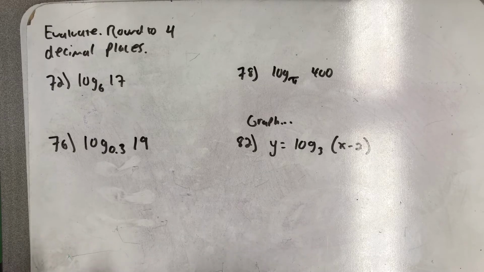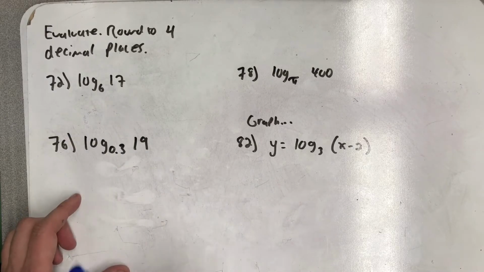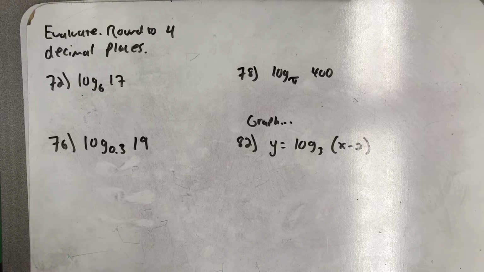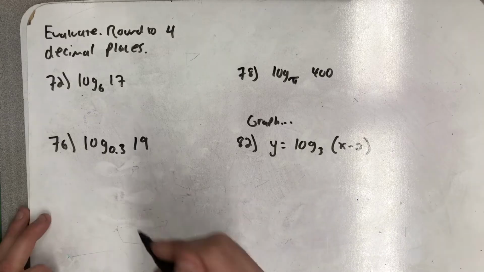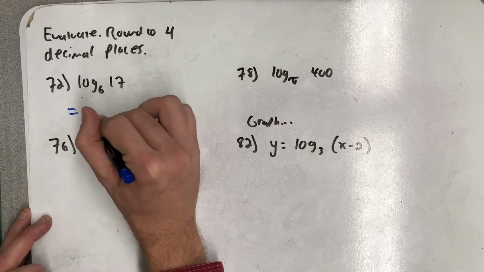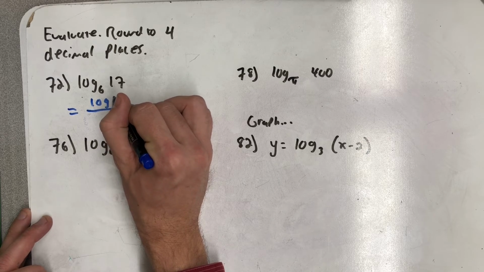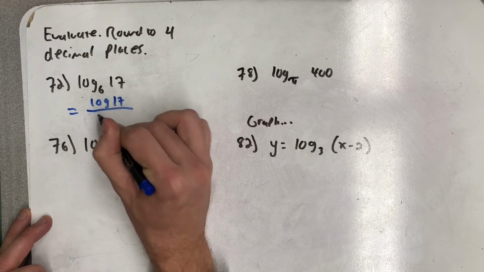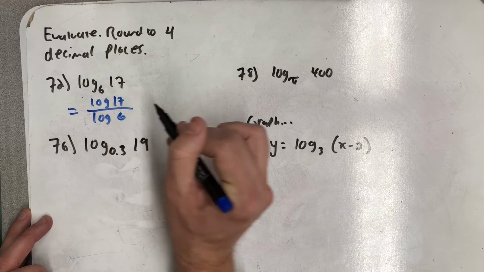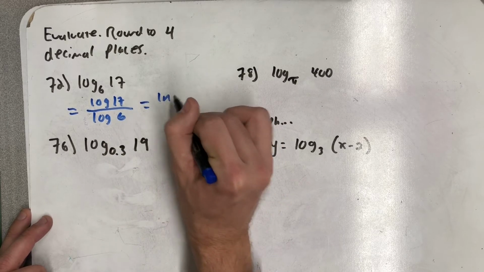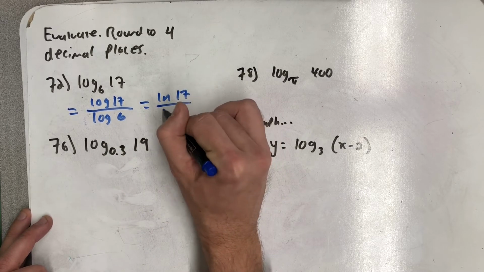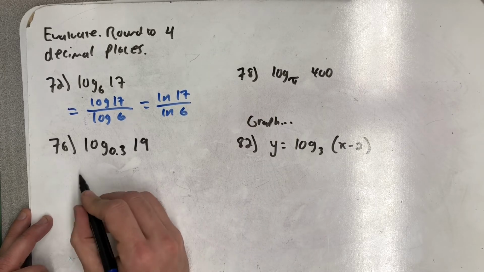So the way I actually like to think about doing these first 3 is instead of the instructions being to use the natural log or common log, I would like to say use the change of base property to do it. Because that's how we would get to use the natural log or the common log. So change of base tells me that this could be the common log of 17 over the common log of 6. Or you could choose to use the natural log of 17 over the natural log of 6.